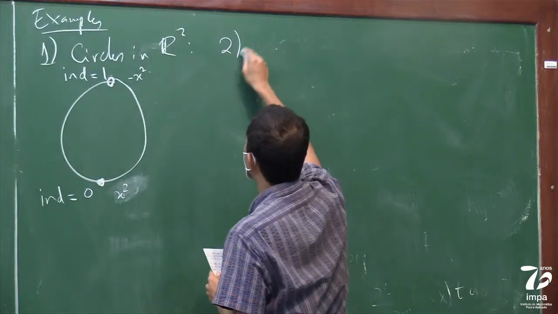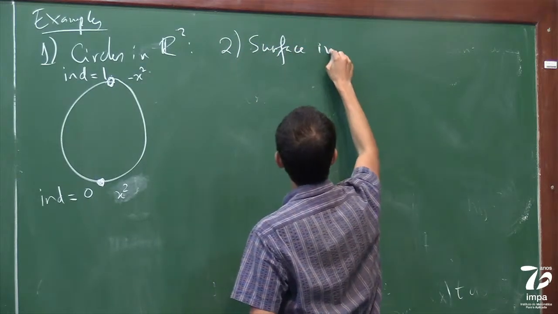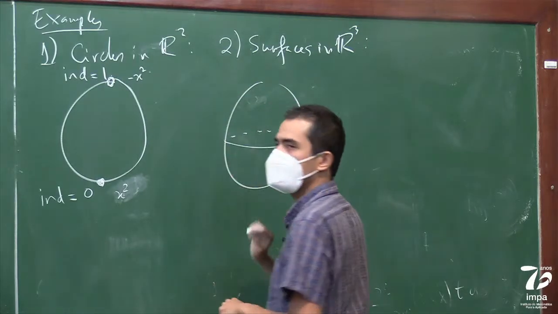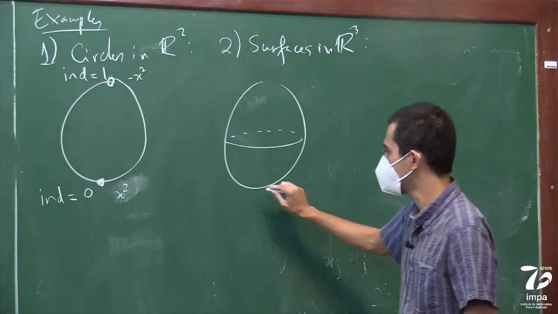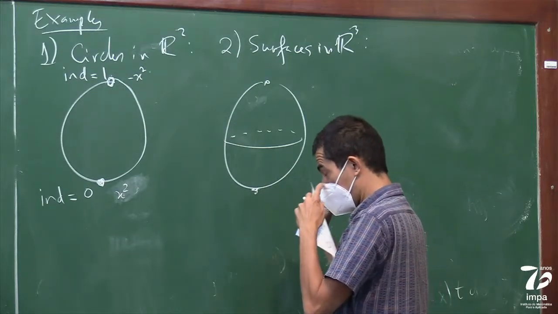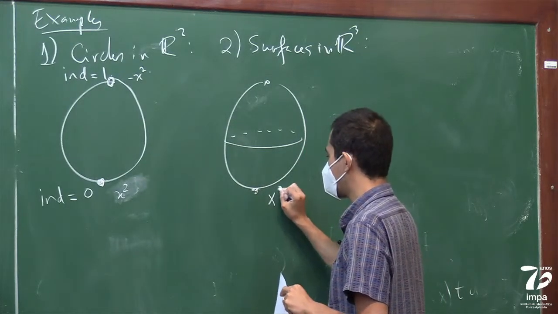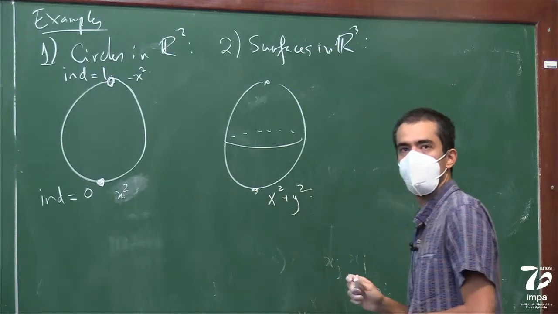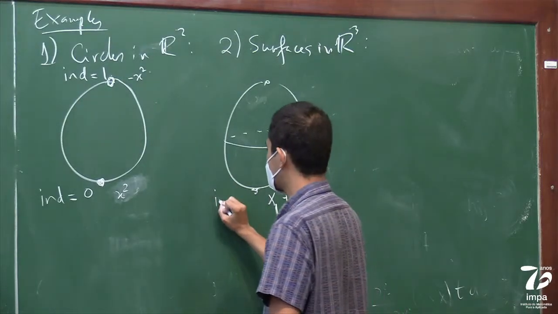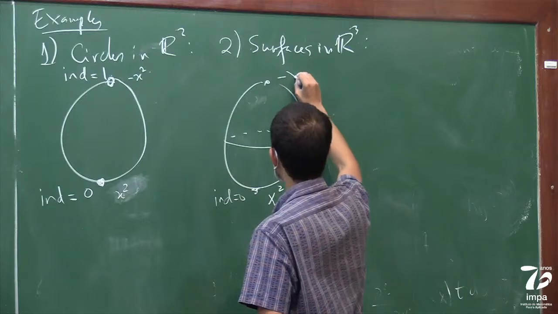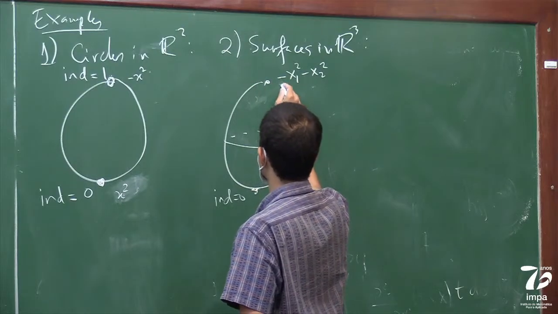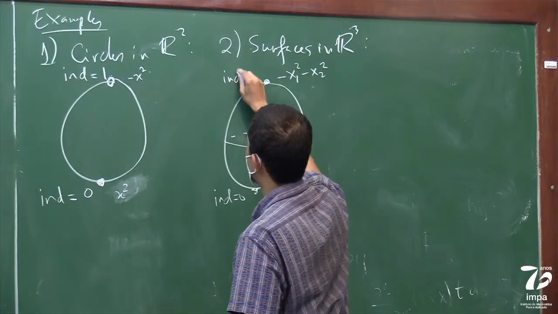So if you have surfaces in R3, if you have your sphere, you have two critical points. And at this critical point here, the function looks like x1 squared plus x2 squared. So the index is equal to 0. And here it looks like minus x1 squared minus x2 squared. So the index is equal to 2.